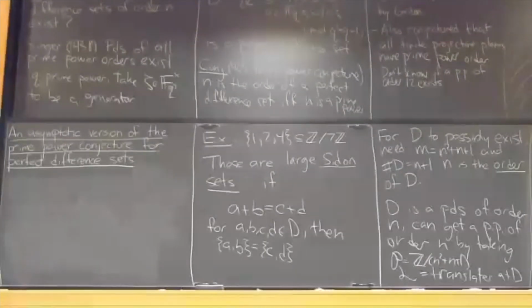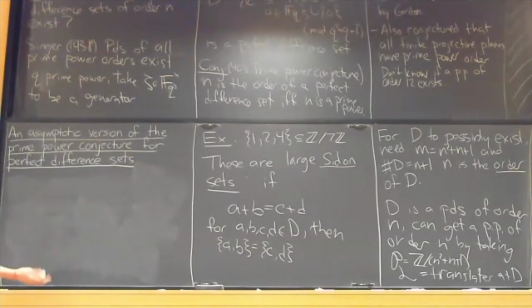Okay, so this prime power conjecture is really hard, and it seems to be out of reach. And the strongest results towards it, those that eliminate the most possible orders of perfect difference sets, just remove all or almost all of the integers in some congruence class. So I'll give you all 3 of these results.